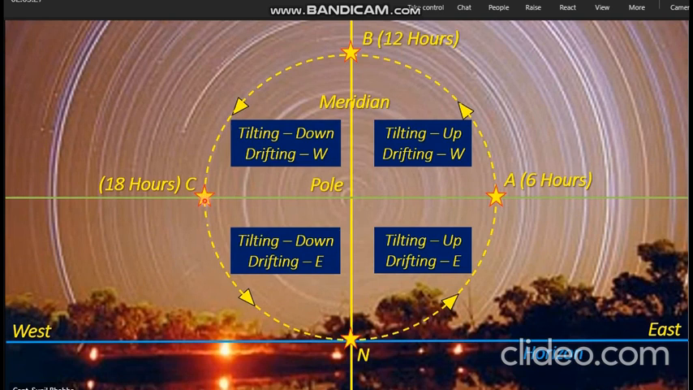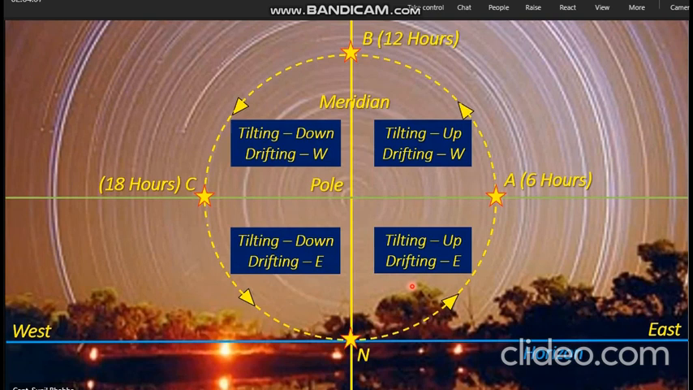Now once the gyrostar crosses Charlie, it comes below the pole, and you see when it crosses from Charlie going towards November, it is moving in the easterly direction. Also from November to Alpha, it is moving in the easterly direction. So whenever the gyrostar is below the pole, or its altitude is less than the altitude of the pole, it will be moving eastwards. So that tells us that whenever the spin axis is pointing below the pole, the drifting will be easterly. So from Charlie to November to Alpha, the drifting is easterly.